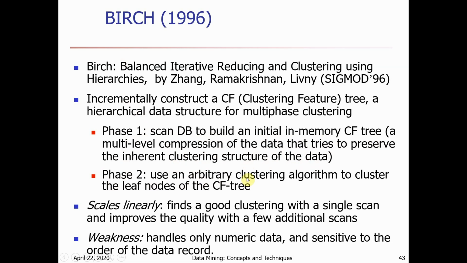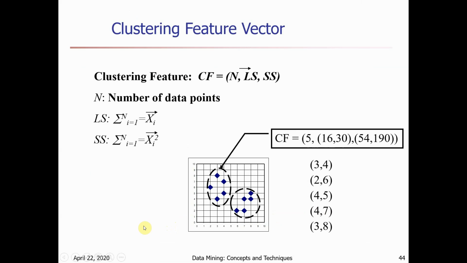Phase 2, use an arbitrary clustering algorithm to cluster the leaf nodes of the CF tree. It scales linearly, finding a good clustering with a single scan and improving the quality with a few additional scans. Weakness: it handles only numeric data and is sensitive to the order of the data records.